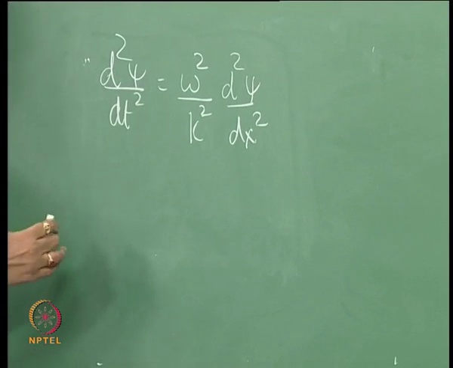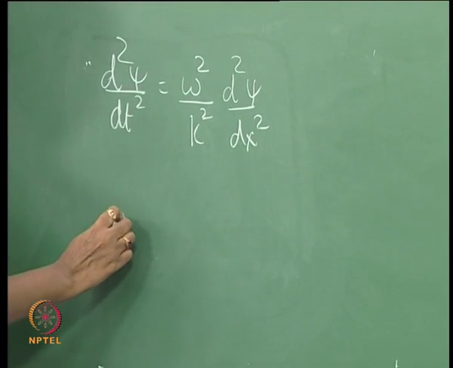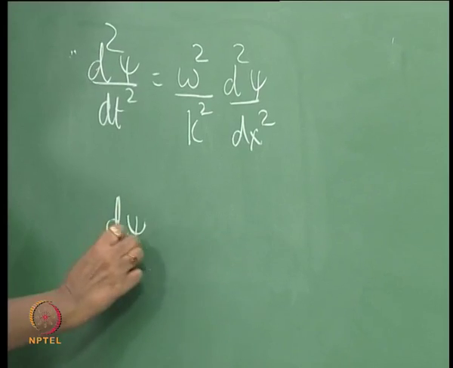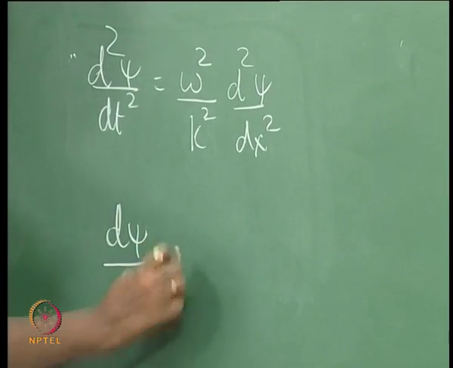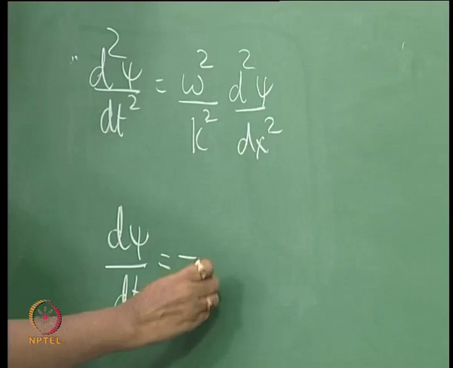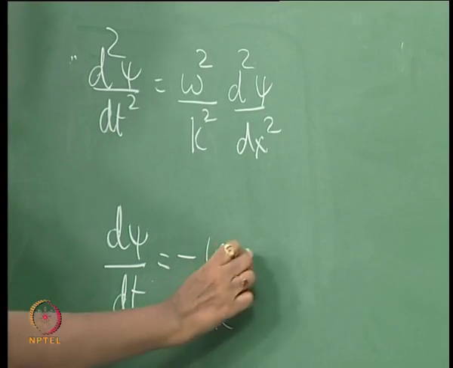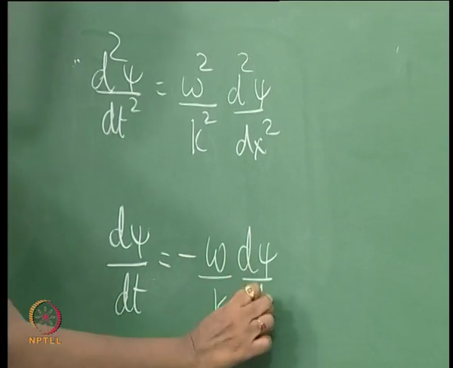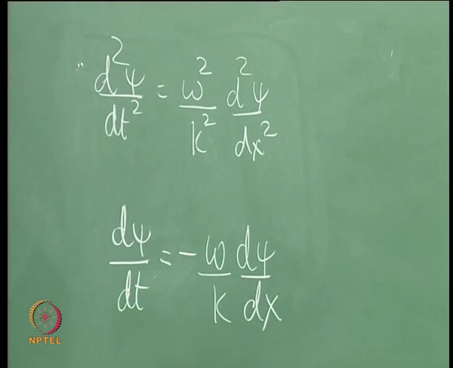Similarly, I can equate the first derivatives with respect to space and time, and I have d psi by dt is minus omega by k d psi by dx. Perhaps this is a possible equation, but in all these cases there is a problem.